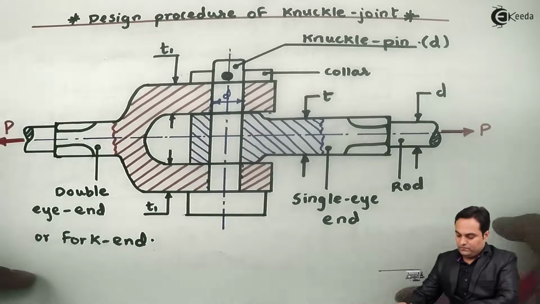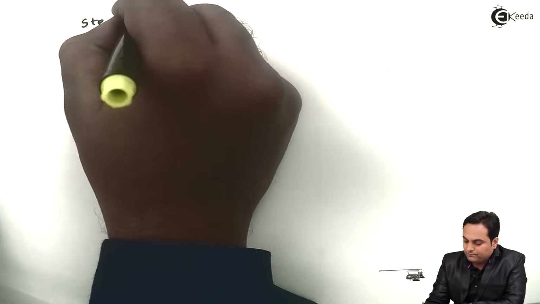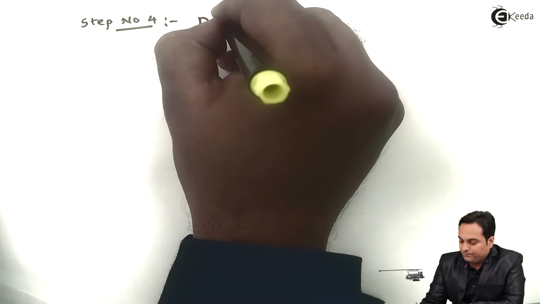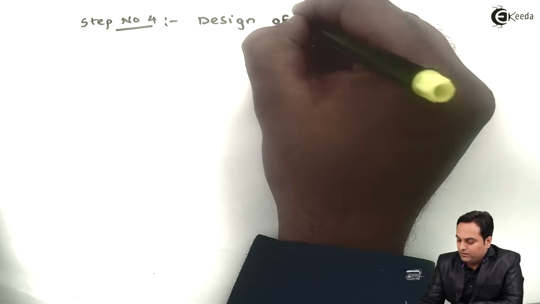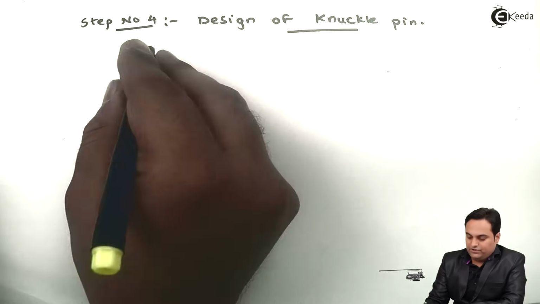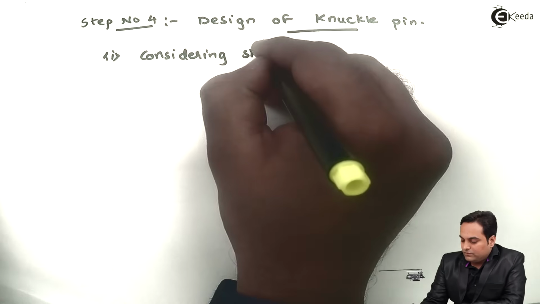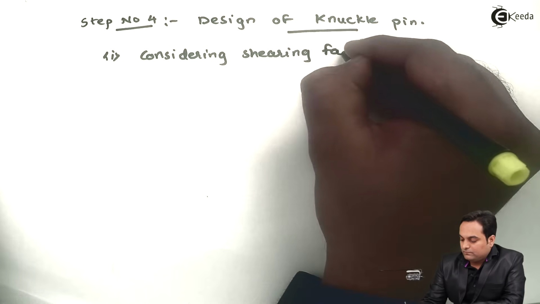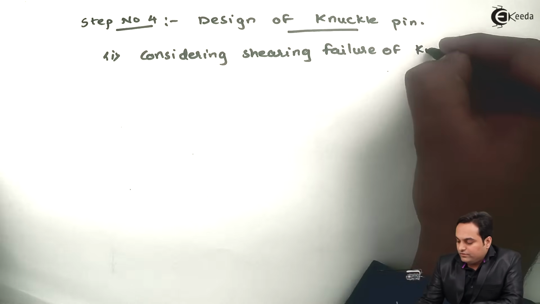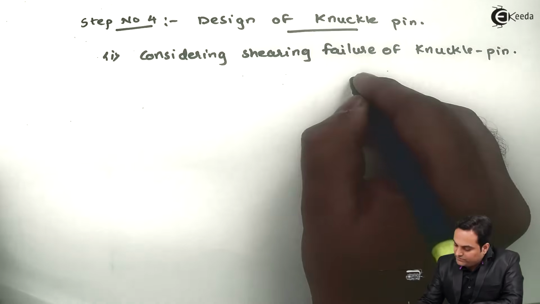Now the last component which is left is the knuckle pin. So next is step number 4, design of knuckle pin. Knuckle pin will be failing under shear. So considering shearing failure of knuckle pin, here I'll draw the diagram of how the pin fails very quickly.